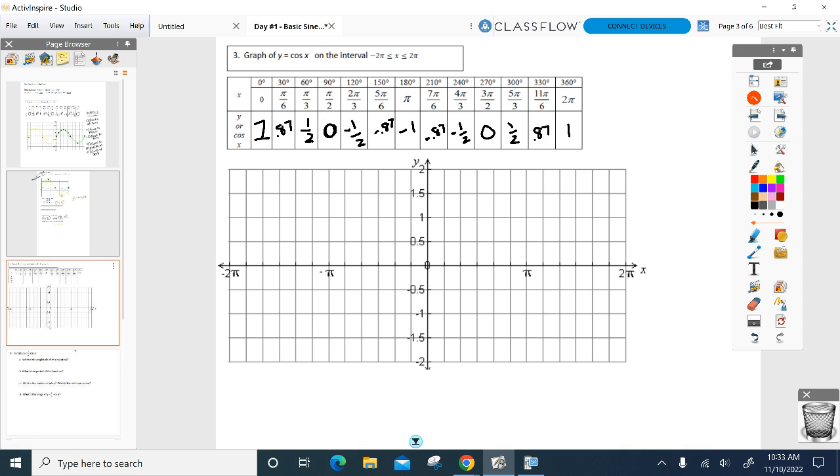All right, let's graph it. So where does it start? It doesn't start here anymore, right? That's the sine curve. We're starting at 1. And then you go ahead and let's graph a few points.